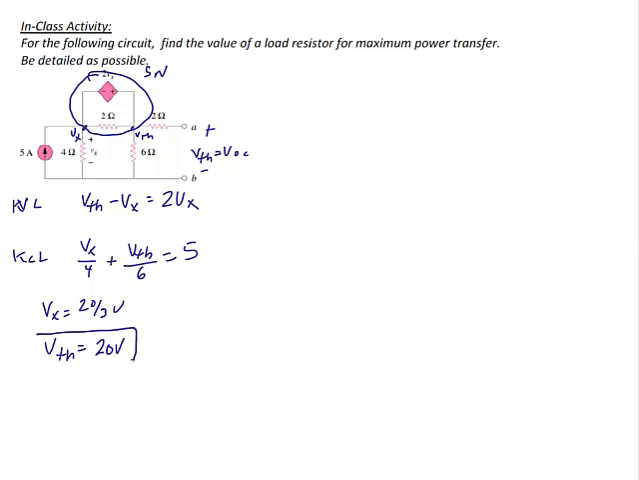So now we need the Thevenin equivalent resistance. We're actually going to use the test source method to do this. Remember, when you have a dependent source, you can do the test source method, but you need to turn off the independent sources. So the first thing I'm going to do is to turn off that 5 amp current source. It becomes an open circuit, and then you copy down the rest of the circuit.